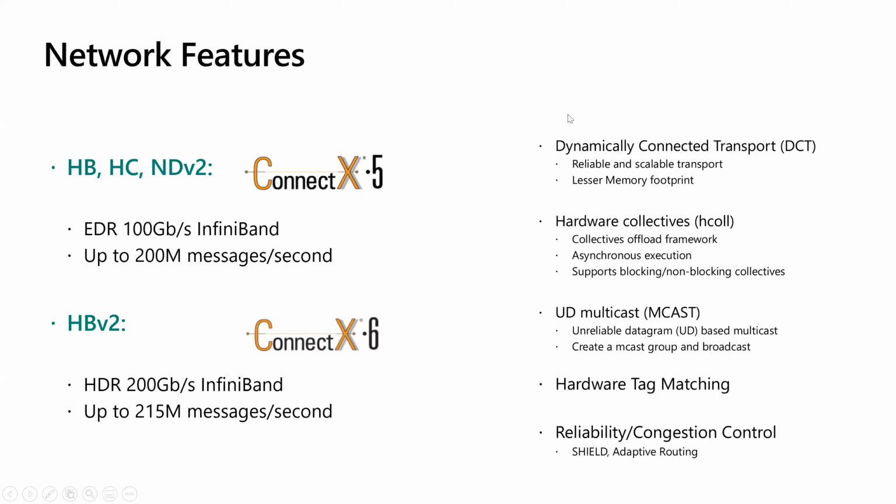And all the features that you will see on a bare metal cluster, all the latest features, you can take advantage of on Azure. For example, DCT, hardware offload, hardware collectives, where you can get really good performance for non-blocking MPI collectives, UD-based multicast, hardware tag matching, reliability or congestion control using SHIELD or adaptive routing. All those latest network features you can avail on the cloud also.